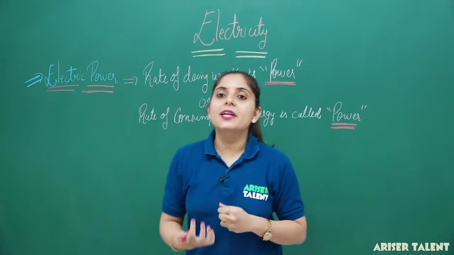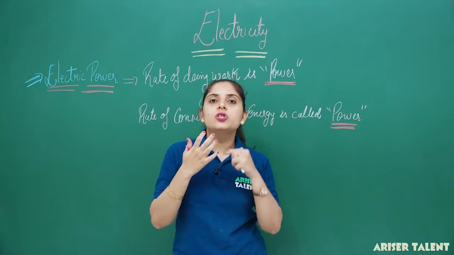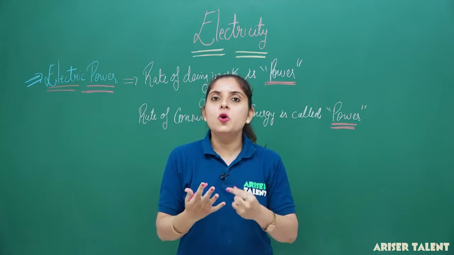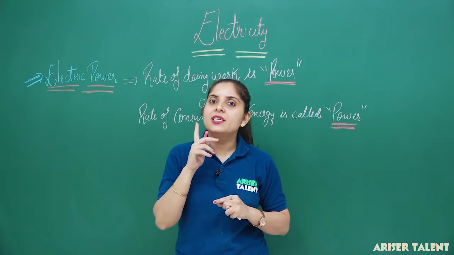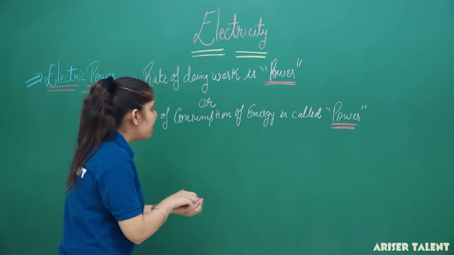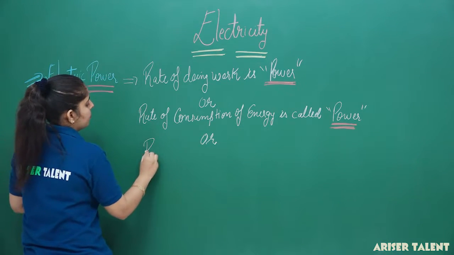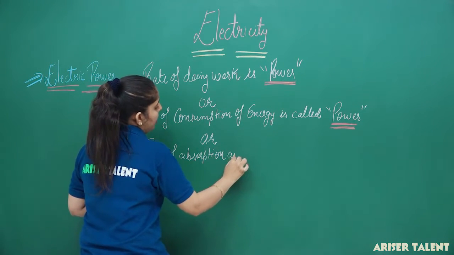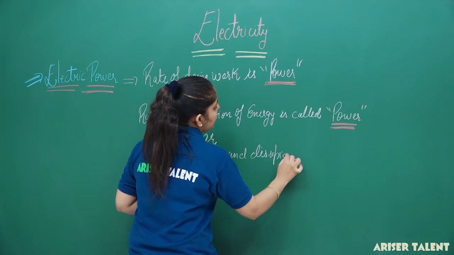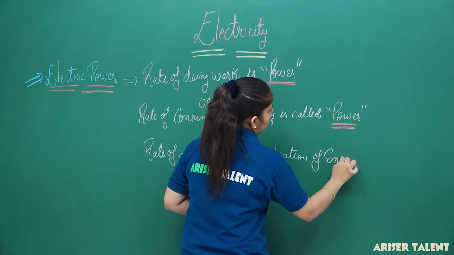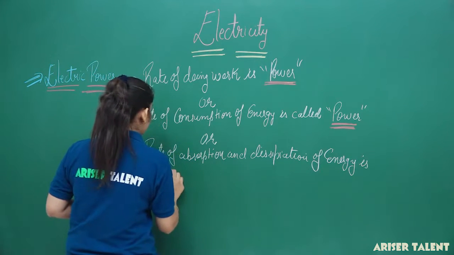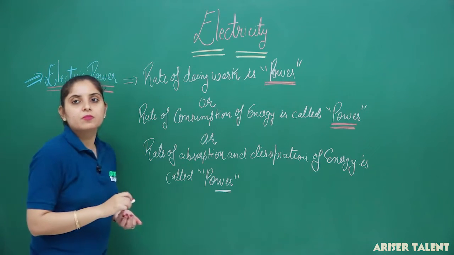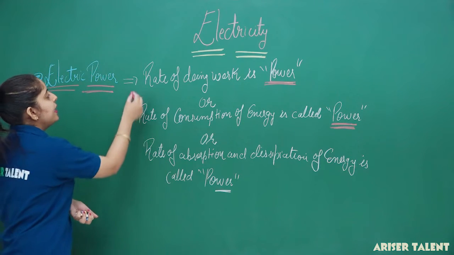Now in any circuit, if we want the circuit to do work, then when it works it will either absorb energy or dissipate energy in the form of heat and light. So the rate of absorption and dissipation of energy is again known as power. So again we have the third definition of power here: rate of absorption and dissipation of energy is called power.